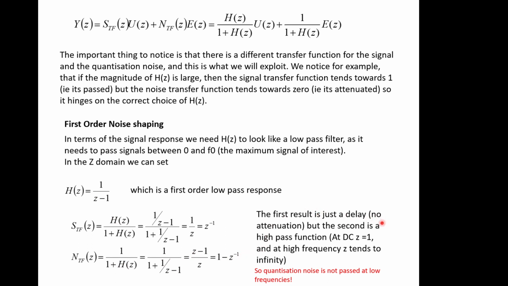So the first result is just a delay, but the second, if we know anything about z transforms, is a high pass function, because one of the rules for z transforms is that at DC z equals 1, and at high frequency z tends towards infinity. So you can put those two extremes in here and show that that's what's happening. So what happens is that quantization noise is not passed at low frequencies because of this function here, but signals of that frequency are passed. So we've actually suppressed the noise at low frequencies.